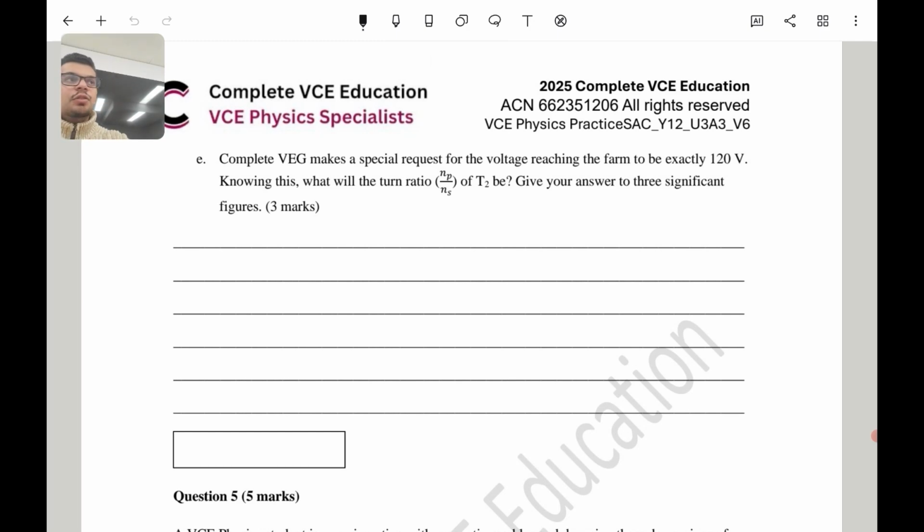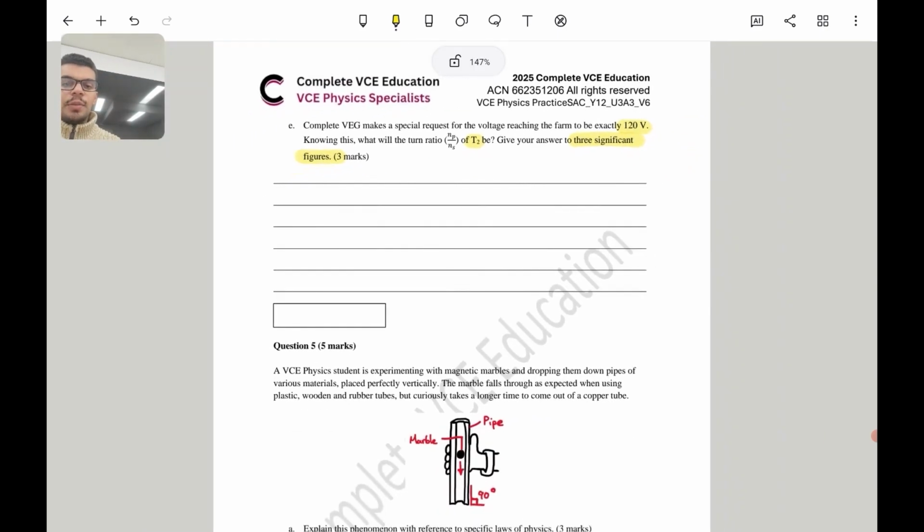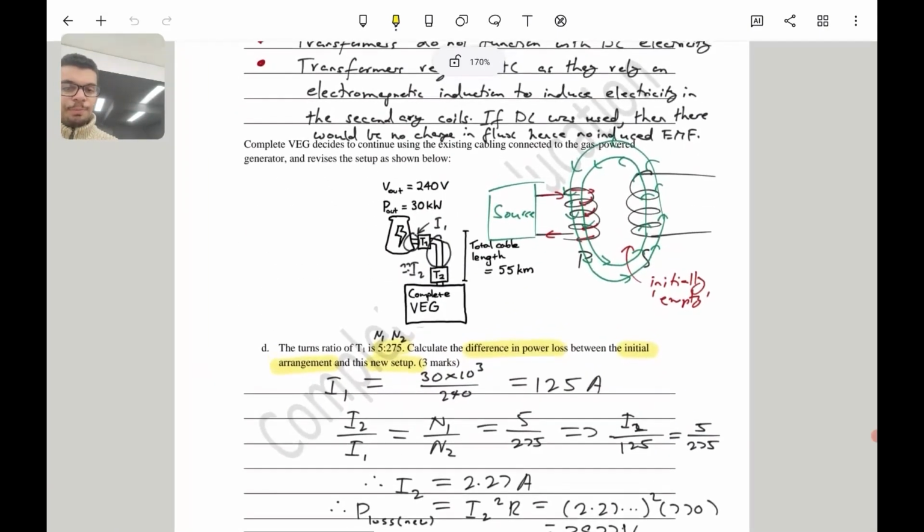Okay, Complete VG makes a special request for the voltage reaching the farm to be exactly 120 volts. Knowing this, what will be the turns ratio of T2? Give your answer to 3 significant figures. Okay, so that's another important point. All right, so we need the voltage reaching the farm to be exactly 120.